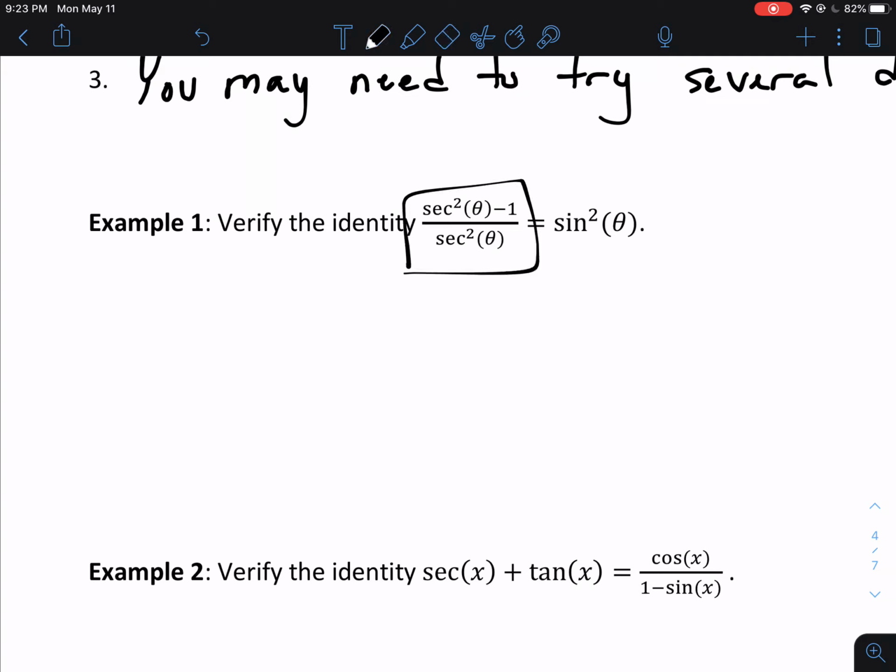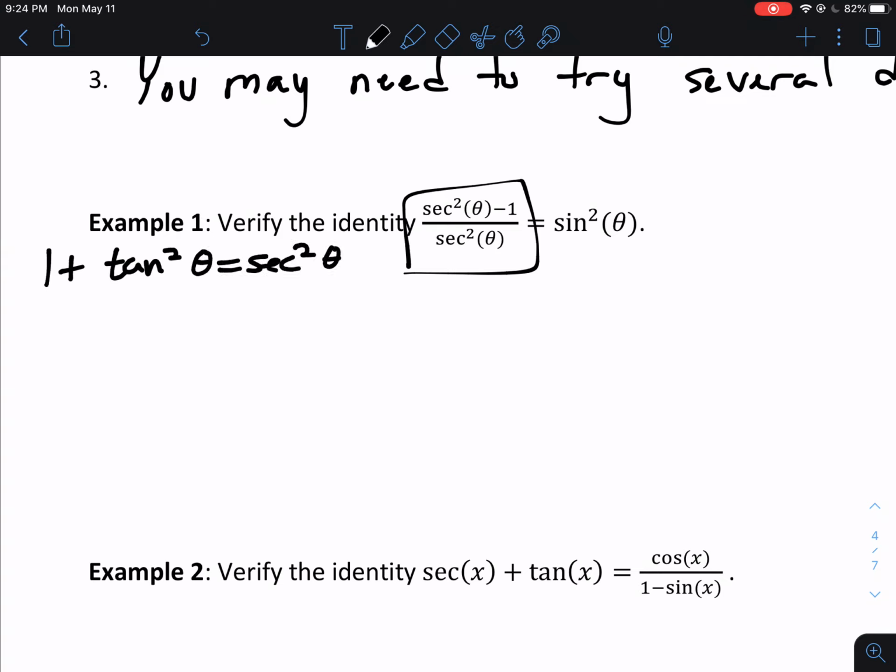So looking at the left side of your equation, you've got secant squared theta minus 1 divided by secant squared theta. Let's start by thinking about some different ways that we could write that. I'm going to show you 2 different ways that you can verify this identity. The first way is to use a Pythagorean identity: 1 plus tangent squared theta is equal to secant squared theta, which, by subtracting the 1, tells you that tangent squared theta is equal to secant squared theta minus 1.